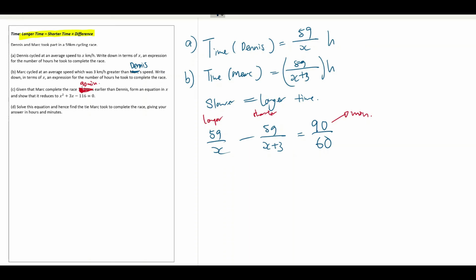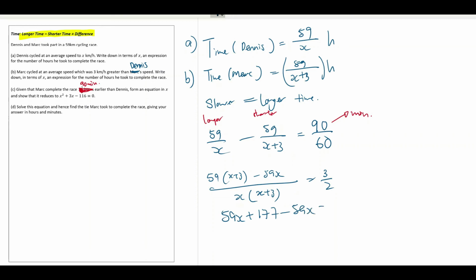So 59 must times x plus 3 minus 59 must times x. The common denominator is x bracket x plus 3. 90 over 60 will give you 3 over 2. Why do you need to simplify? So that later you can cross multiply easily. Okay, numerator left with 59 times 3. So 59x plus 177 minus 59x, over x bracket x plus 3, is equals to 3 over 2.